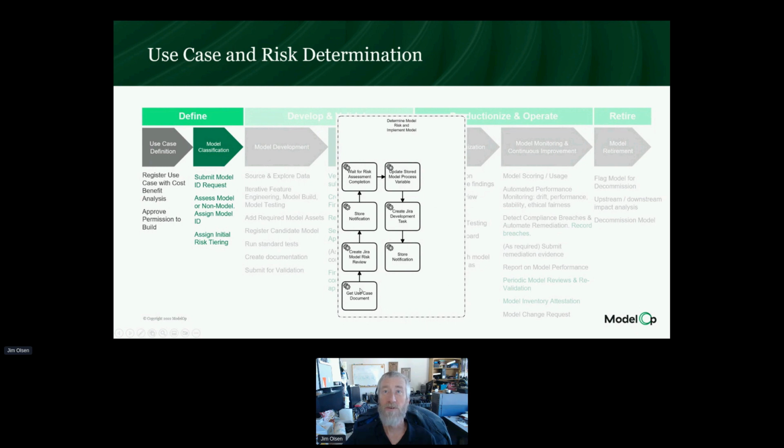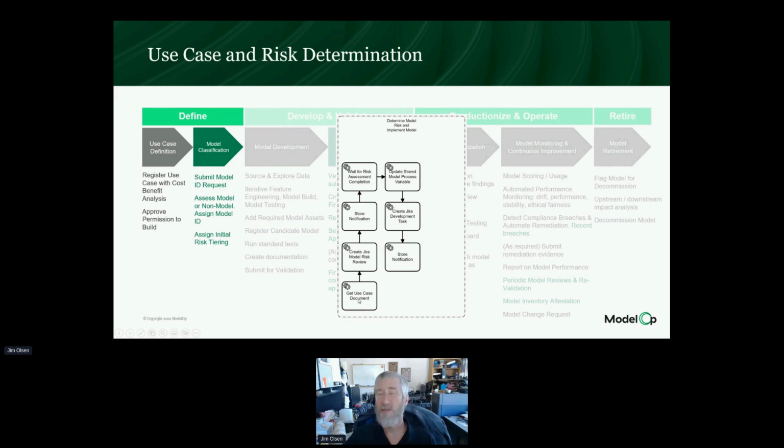Then somebody else needs to review that use case document and determine the risk to the business of the model. So, is this an internal thing that's being used and doesn't really matter that much? Or is it making a decision that, if it were biased, could come back and hurt the business or cost the business large amounts of money?